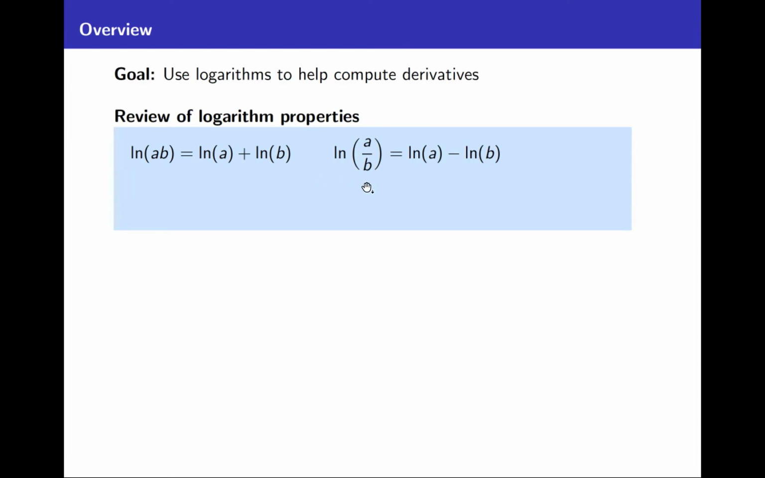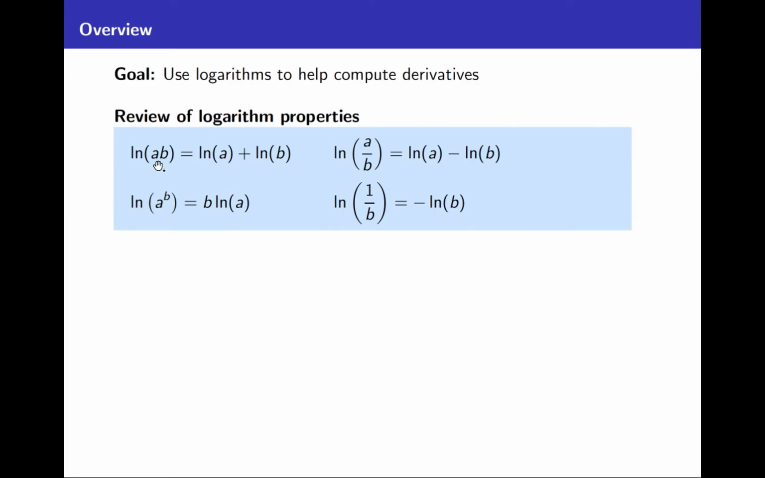Ln of a over b equals ln of a minus ln of b. Ln of 1 over b is minus ln of b. And ln of a to the power of b equals b ln of a. Of course, there are other properties of logarithms, but these are the ones that we're going to need today. You've had lots of experience using these rules, so you should be pretty familiar with them.